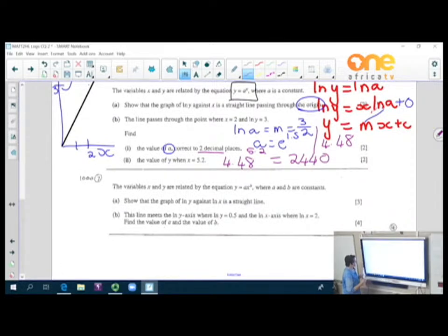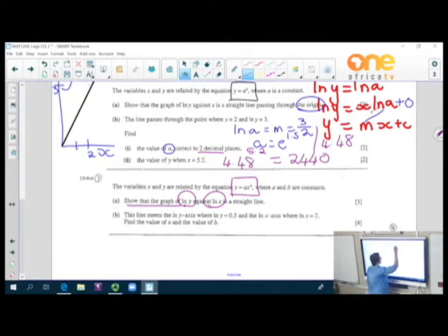Right, the next question is question 7. The variables x and y are related by the equation. So we always look at our exponential equation. I see that x is the base, so now I know that both axes will be logged. Every time they ask this, show that the graph of ln y against ln x is a straight line graph, this is how I know I have to use ln.